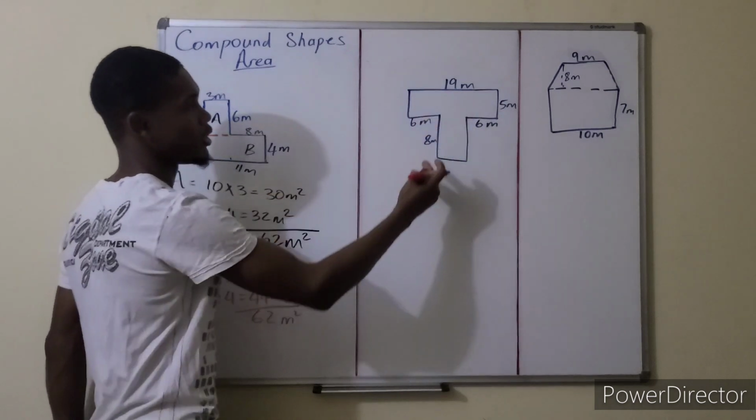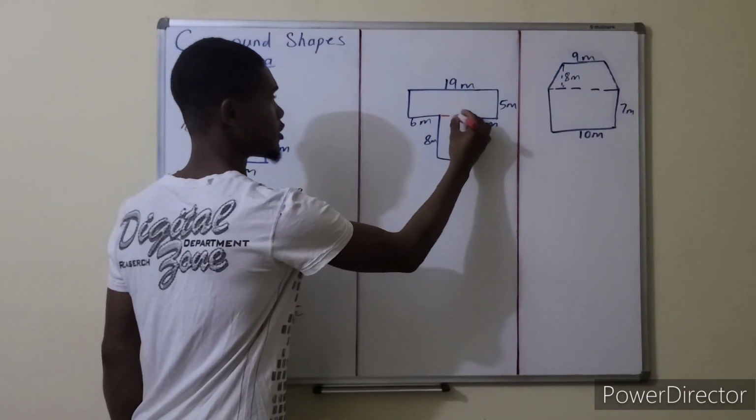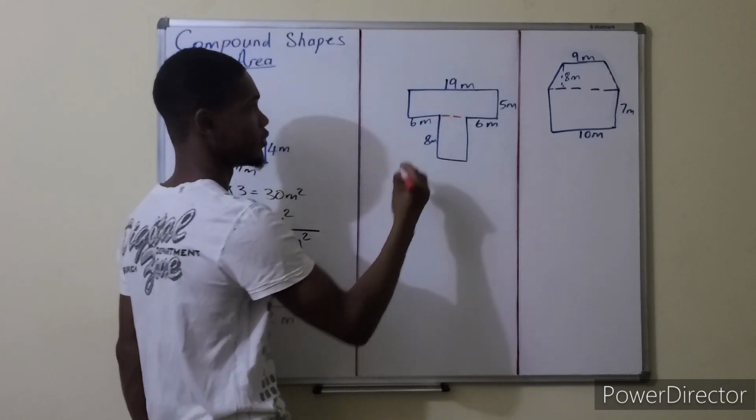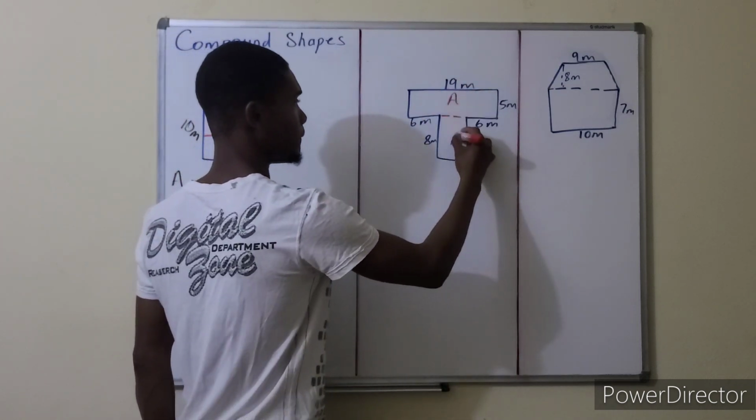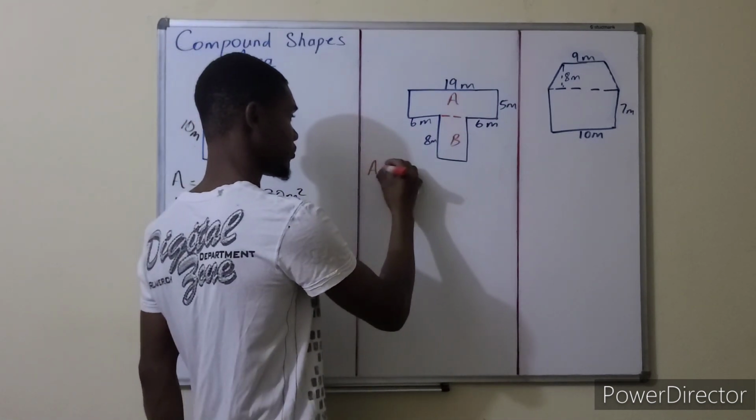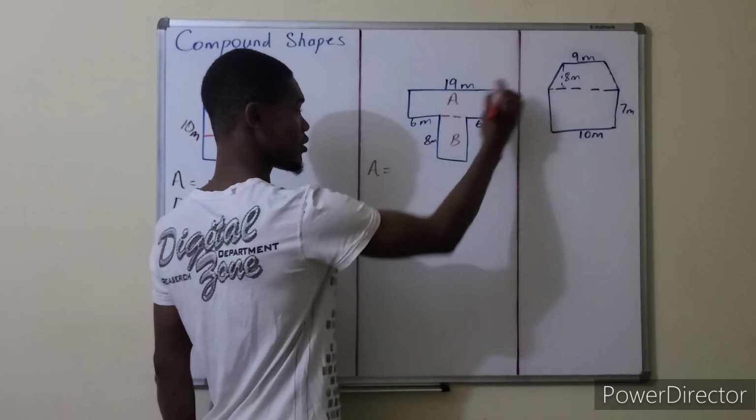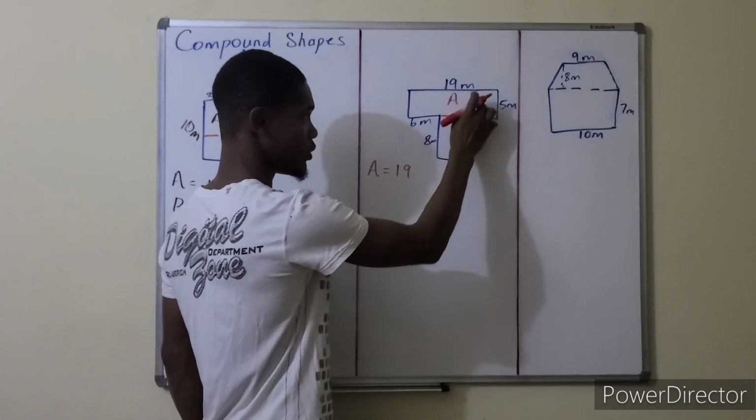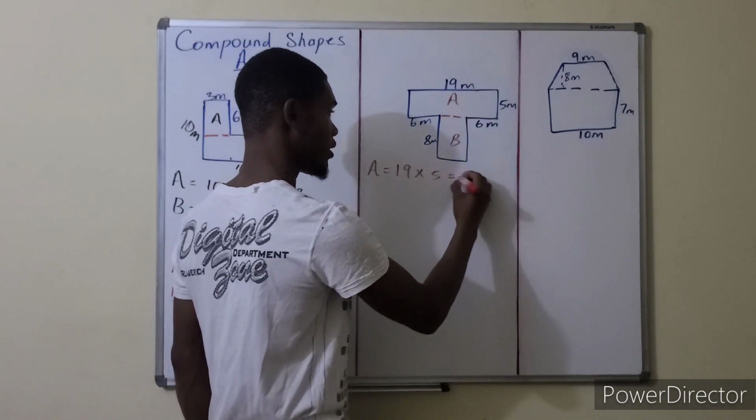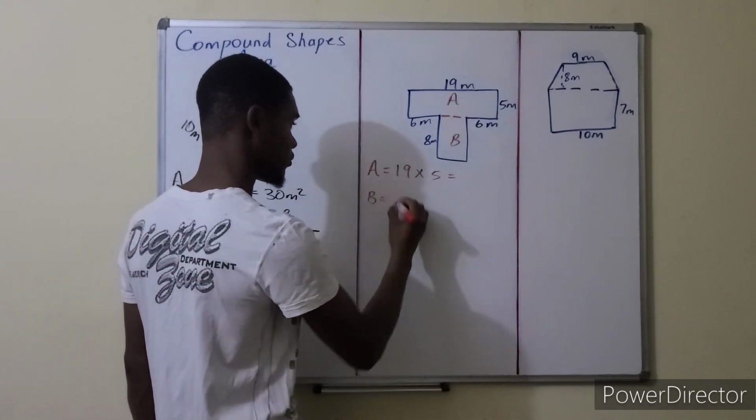So looking at this shape, how do you want to split it now? So let's just split it this way. So here we'll have A at the top, B here. So let's put A. So A would be 19 for the length, because it's 2 rectangles, we can clearly see. So 19 times 5 for A. Now let's put the part for B.